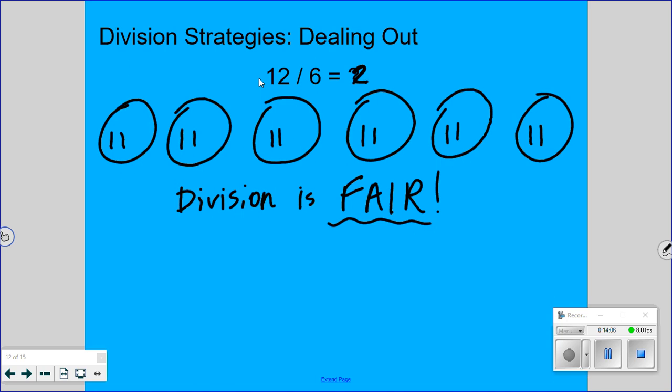Division is fair. So when I was doing my dealing out strategy, notice every single person or every single group got the same number. When we're dealing out or dividing, it's very important that we keep it fair. It would not be fair, Cole, if we were playing a card game and you got 1 card and I got 7. That would not be fair. So we need to make sure that if we're dealing out, that we are keeping it fair. Every person gets the same number.